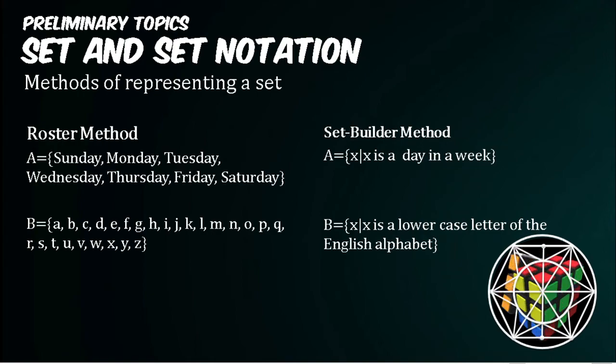So the examples here are the same sets written in different methods. So these sets are actually the same. It's just that they are written in another way. The set builder method, how do we read this one? Set A is the collection or the set of all x such that x is a day in a week. Similarly, set B is a set of all x such that x is a lowercase letter of the English alphabet.